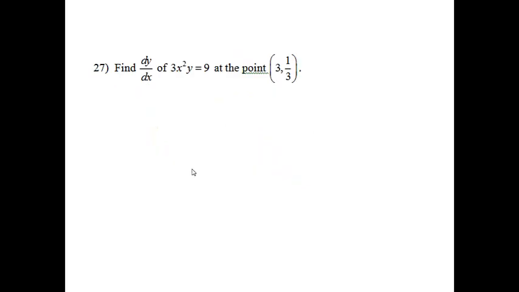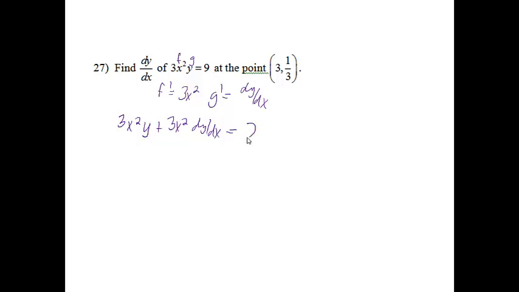Alrighty, 27, find the derivative at the point 3, 1/3. So I notice we're going to have to use implicit differentiation. On the left side, we have a product, so I'll have to have an f and a g. F prime is 3x squared. G prime is actually 1, but I do have to take the derivative of the y also, and we're going to put dy dx, because I'm taking the derivative of y with respect to x. Finding the derivative now, f prime times g plus f times g prime, and then equals the derivative of 9, which, since 9 is a constant, is 0.